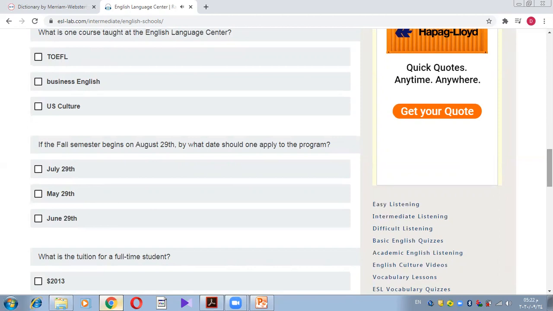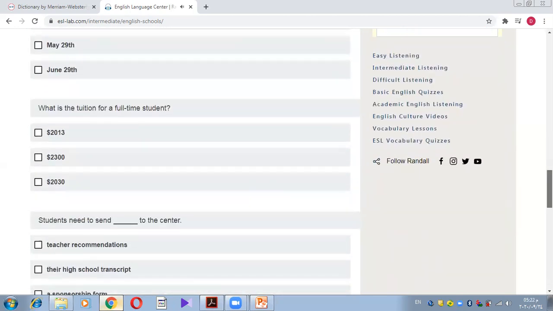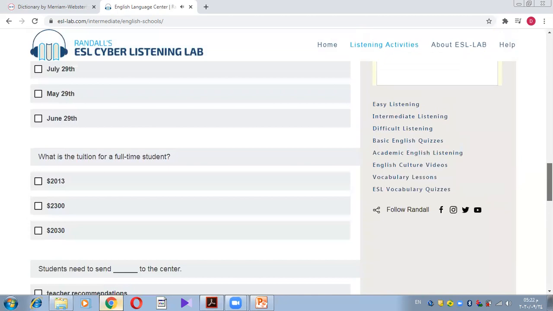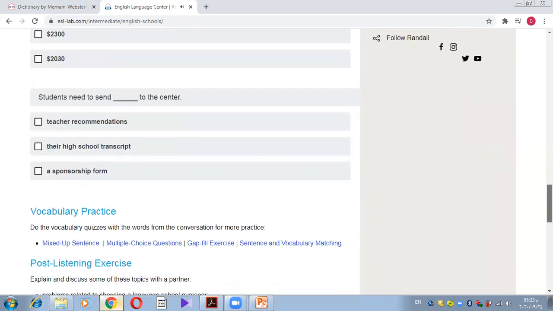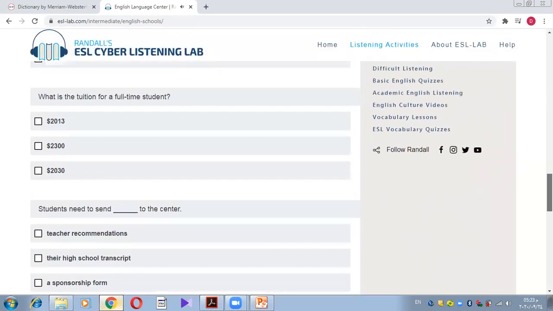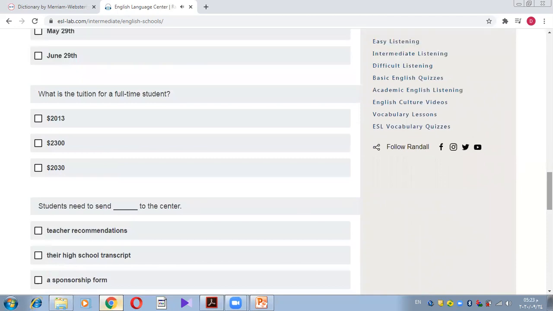Great. What are your application deadlines for the next semester? Well, we ask applicants to apply no later than 2 months before the semester begins. This gives us time to process the application and issue the student's I-20. An I-20? Oh, an I-20 is a form that indicates that we are giving permission for the student to study in our program. And then the student takes this form to the U.S. Embassy in his or her country to apply for the F1 student visa. All right. What is the tuition for a full-time student? It's $2,030.